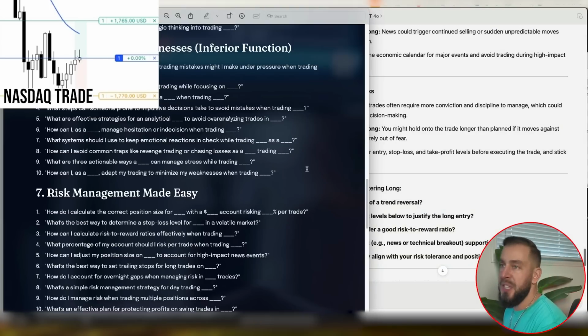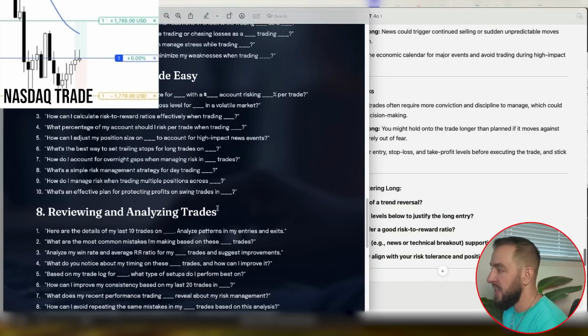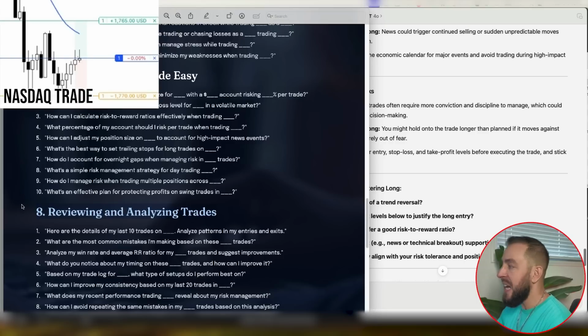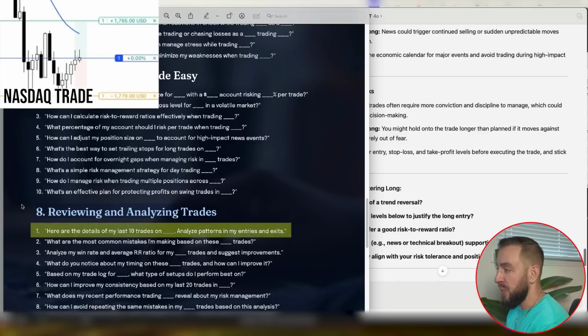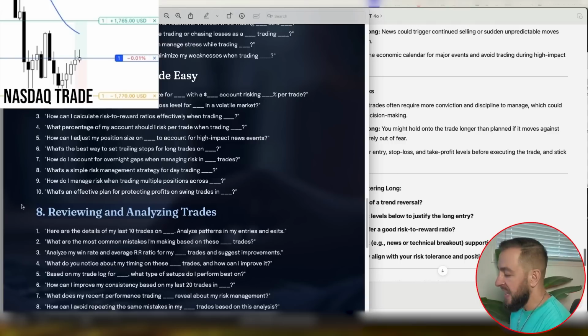Next way to use ChatGPT with your trading is reviewing and analyzing trades. You know, one of the biggest problems with trade journaling is not recording the trades down, but it's actually analyzing them to find the patterns that are actually hurting you and helping you. And this is how ChatGPT can absolutely change this. Do something like take your most recent trades and ask, here are 10 of my recent trades. Can you analyze patterns in my entries and exits? Essentially having an objective source to offer an outside perspective on your trading habits.